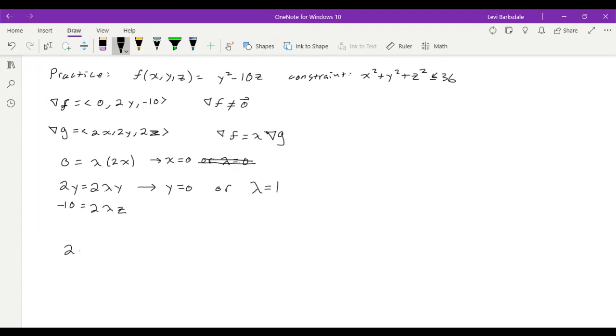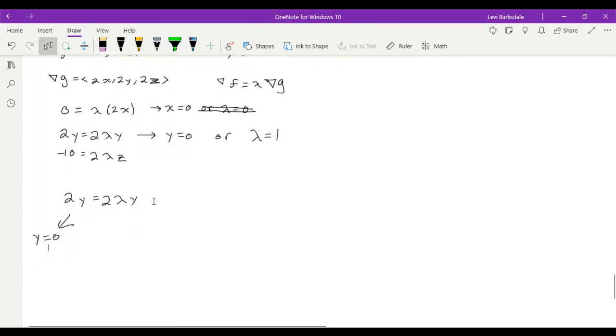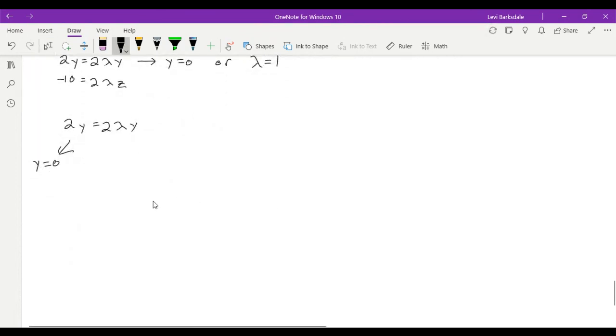Let's write out our tree again. First off, if y is equal to 0, since we already know that x is equal to 0, we can plug these x and y values into our constraint function. So 0 squared plus 0 squared plus z squared has to equal 36. Then z is plus or minus 6, and we get two critical points, (0, 0, negative 6) and (0, 0, positive 6).